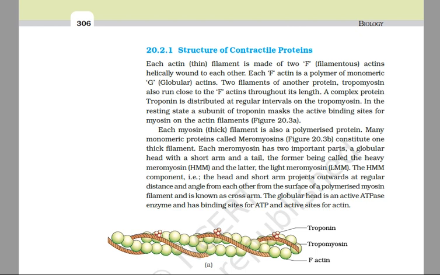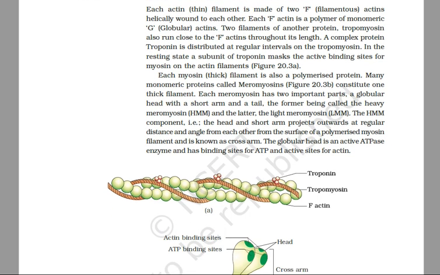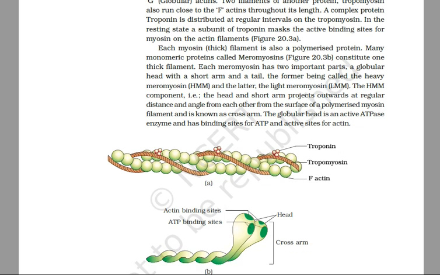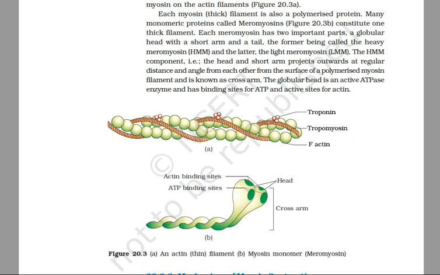So here on the screen you can very well see the structure of the myosin filament, or you can say the myosin protein. A1 is the actin filament and B1 is the myosin monomer, meromyosin.